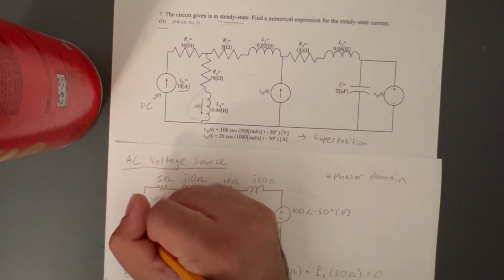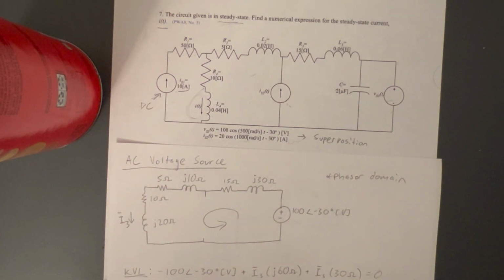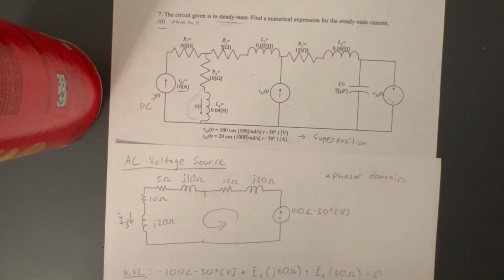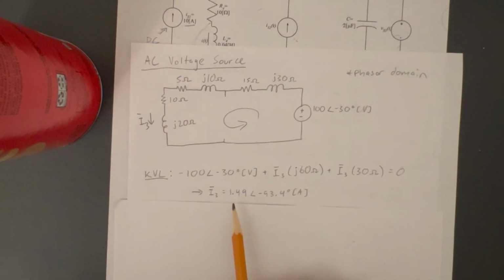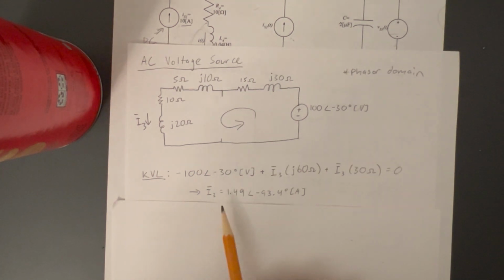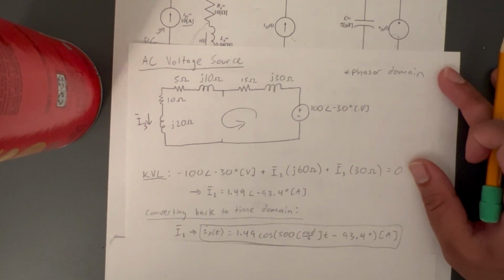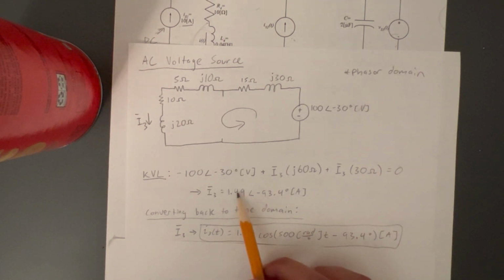I should probably label this. I3 will be flowing throughout this whole thing. And so we just use Ohm's law and multiply all the impedances by the current, and we get this value for I3. Once again, I have to convert this into the time domain, which I've done right here. As you can see, converting to the time domain is just putting the magnitude there and the amplitude there, and plugging the frequency back in.